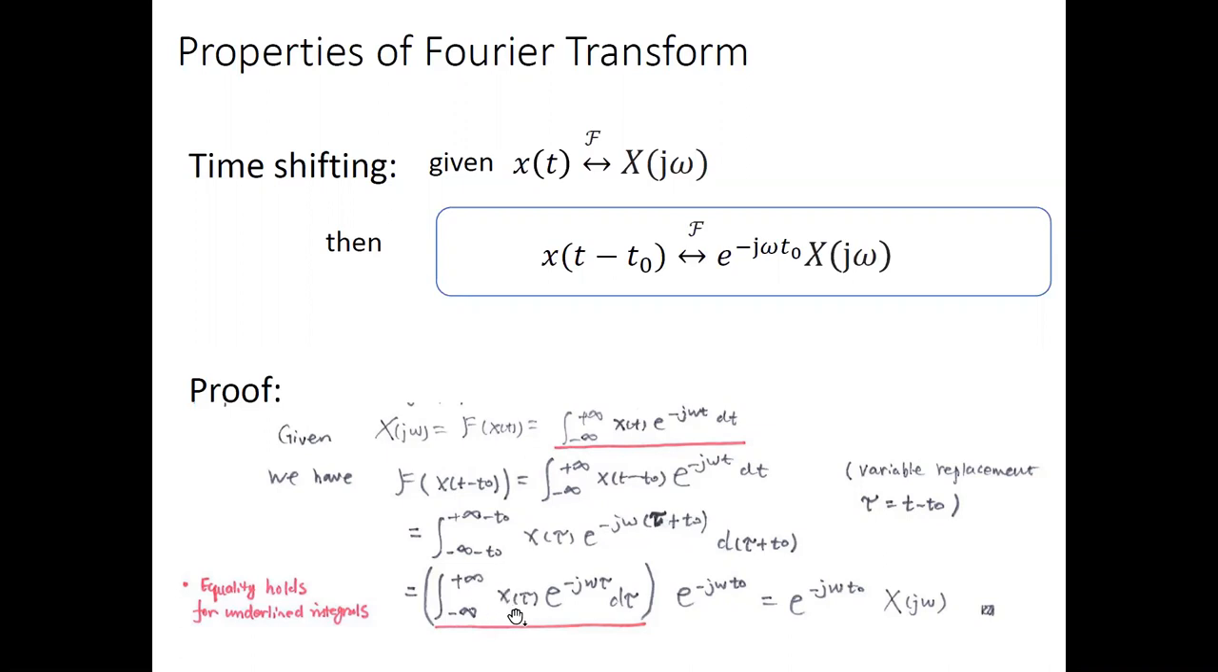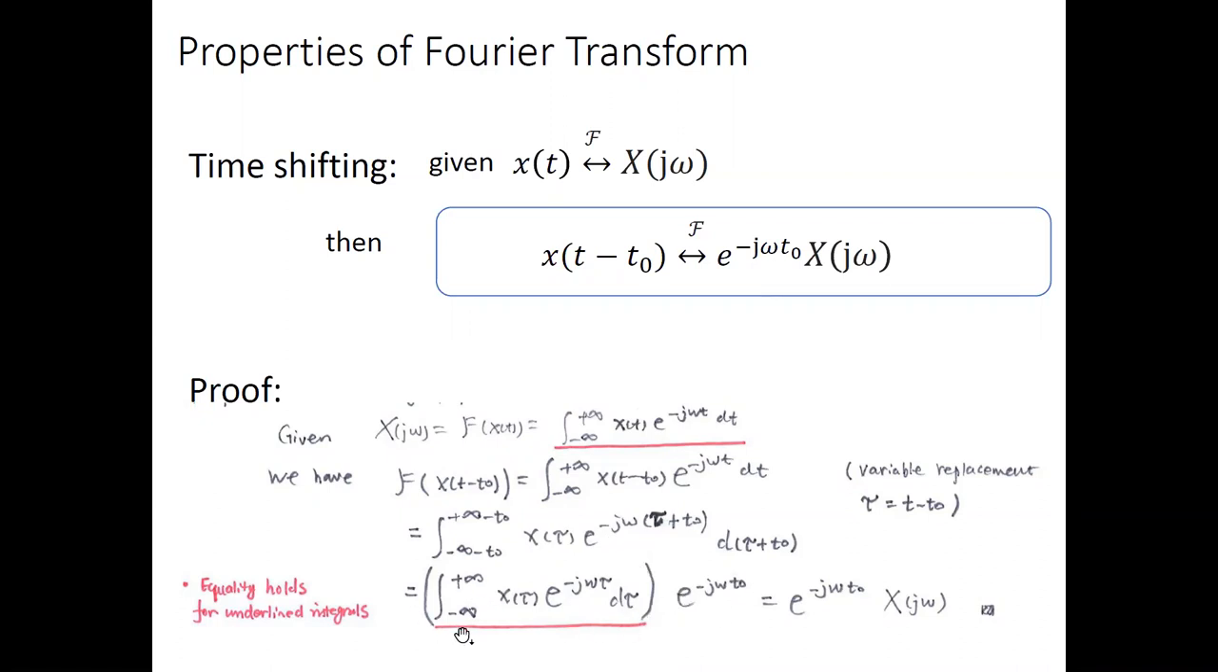And we only keep everything associated with tau inside the integral. So x of tau, exponential minus j omega tau, d tau. Well here, d tau plus t0 and d tau are the same thing. When we take the derivative, the constant t0 does disappear. Only the variable tau is maintained. And don't forget this additional term, exponential minus j omega t0, which you can put outside of the integral.